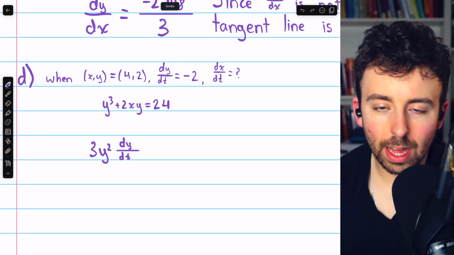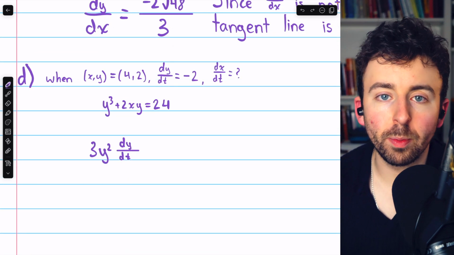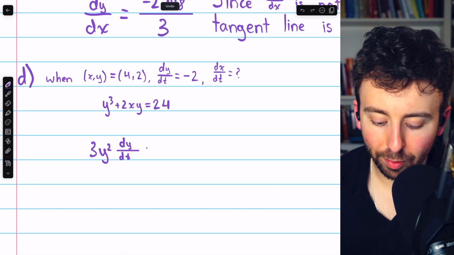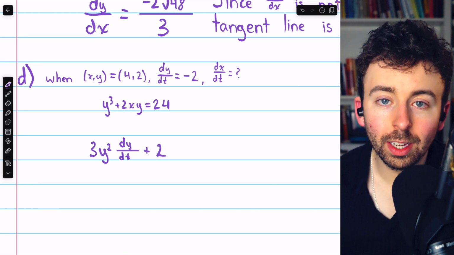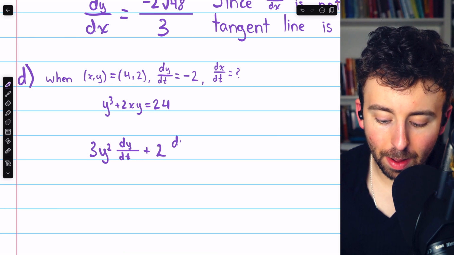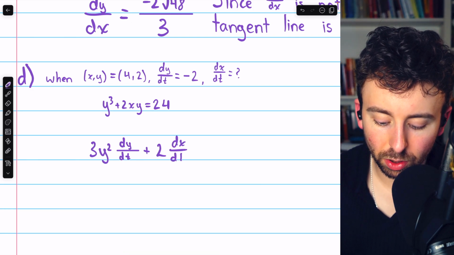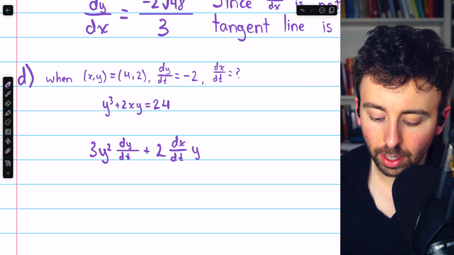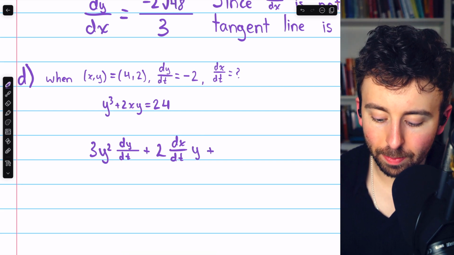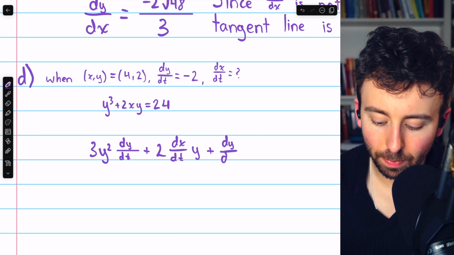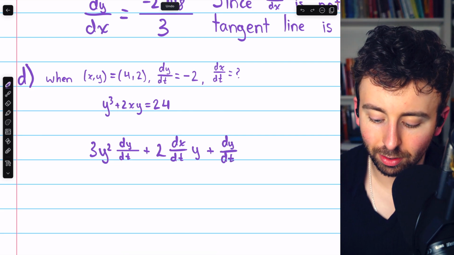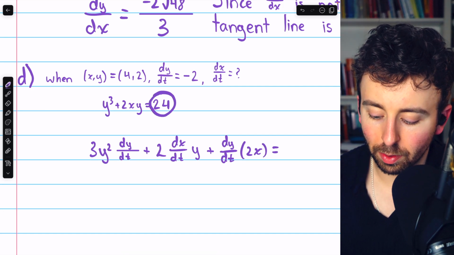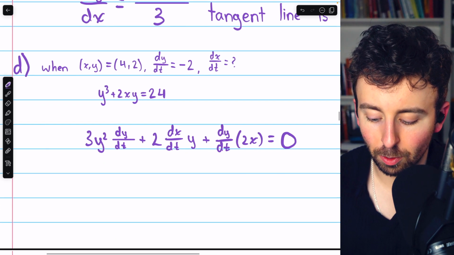Then for 2xy, we will need the product rule, f prime g plus g prime f. Let's say that f is 2x. So then f prime is going to be 2. Then don't forget we also have to multiply by dx dt. So 2 dx dt, that's f prime, and then multiply by g. Then we have to add g prime, that's going to be dy dt, multiplied by f, which is 2x. So dy dt times 2x. On the right, the derivative of the constant, 24, is 0.